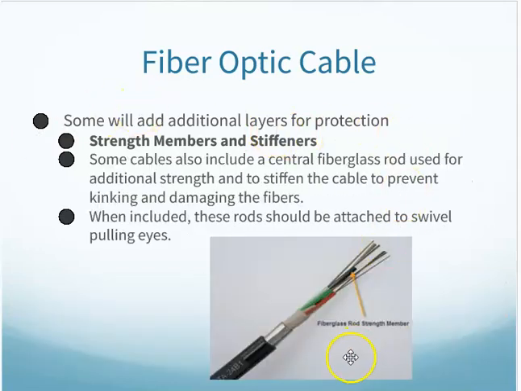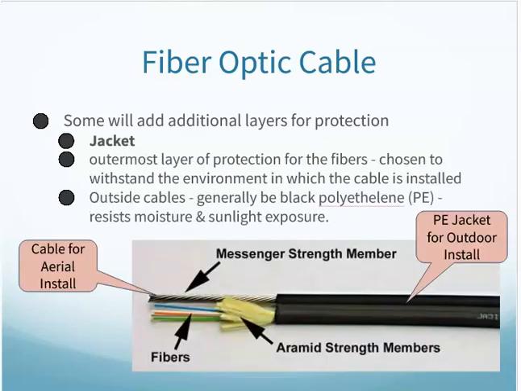Some fibers will even have a stiffener down the middle, like a fiberglass rod, to give the overall fiber some rigidity, giving it some strength. And again, if you're going to pull this through a conduit, you can attach the pulling to that strength member in the middle of the fiber.